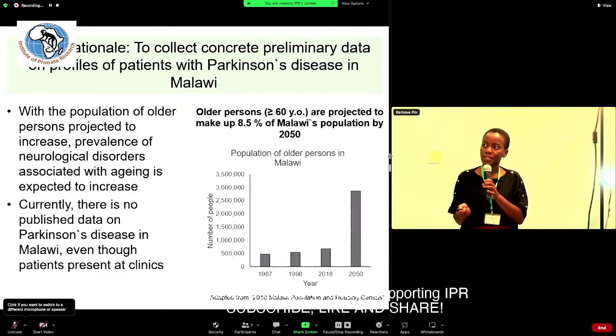to 2050. With this projected increase in older persons, we also expect an increase in the prevalence of neurological disorders associated with aging. And at this point, there is no published data at all on Parkinson's disease and really on neurodegenerative disease in Malawi, even though these patients present at clinics.